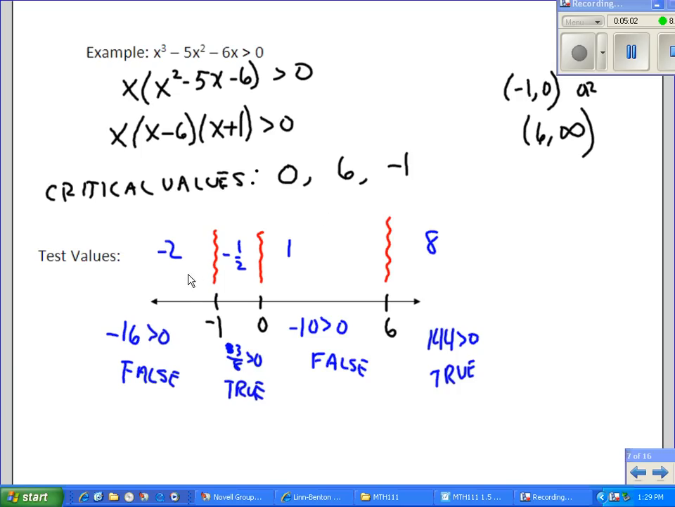And again, substituting back into the original inequality, when we use x equals -2, we get -16 is greater than 0, which is false. Plugging in -1/2, I think it was 13/8 is greater than 0, which is true. Using +1, substituting it into our polynomial, we get -10 is greater than 0, which is false. And then using 8, we get 144 greater than 0, which is true. So we want these values between -1 and 0, and these values from 6 to infinity for our solution.